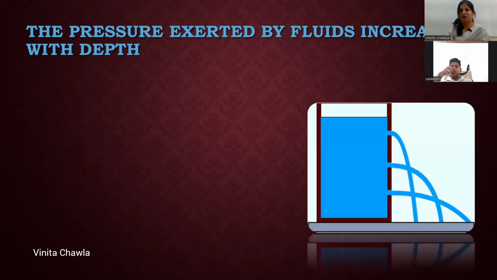Now, look at this picture. What do you observe? That there are 3 holes in a container, but at different heights, at different depths. If we go from the surface to the bottom, we call it depth. And if we measure from the bottom to the surface, then we call it height.